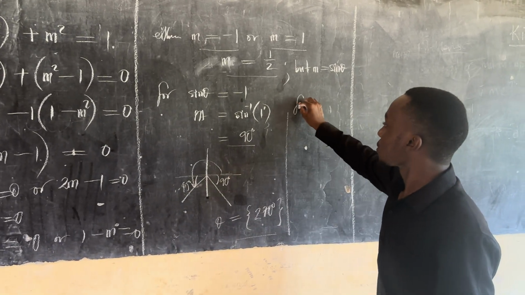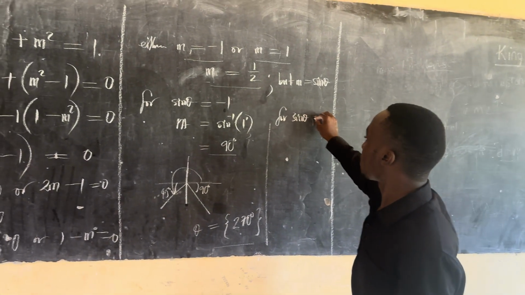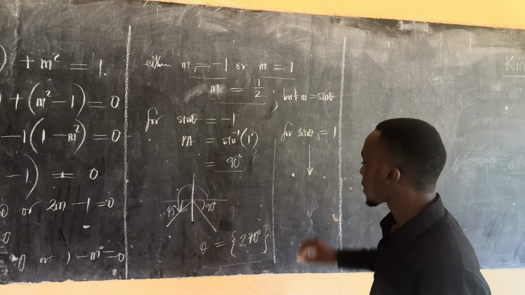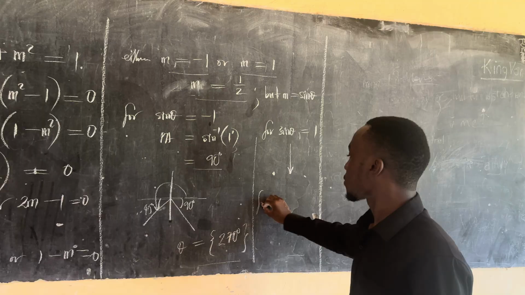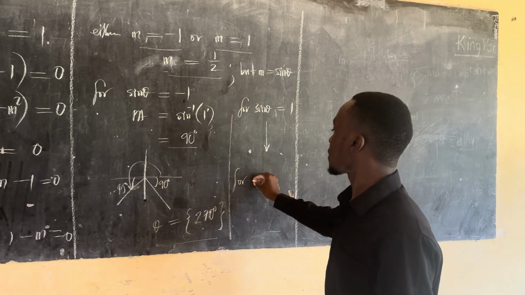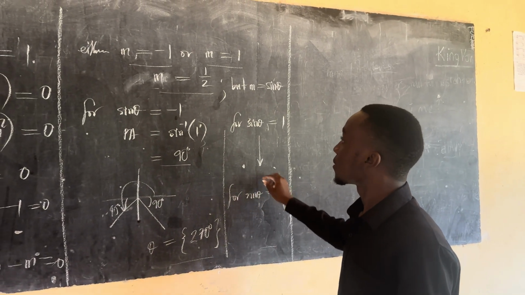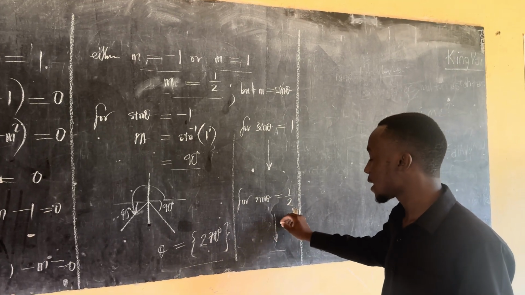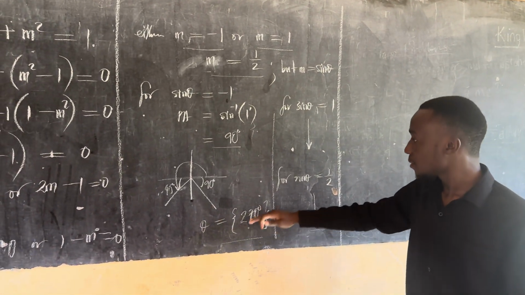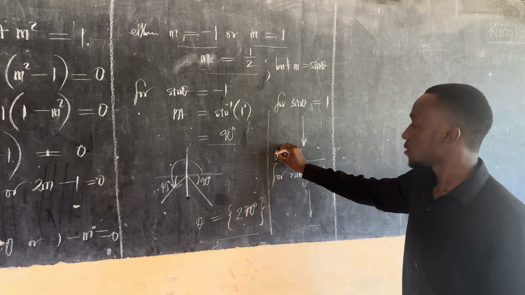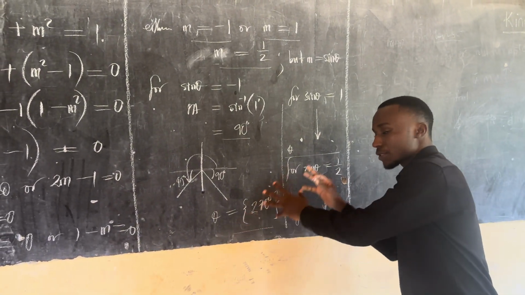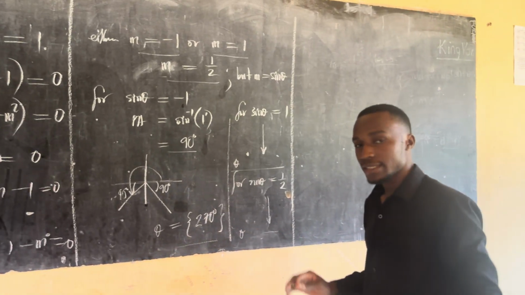Now you also continue for sine of an angle being equal to 1. You get values of theta. You also do for sine of an angle being equal to a half. You also get values in here. And finally conclude by writing the 3 groups of solutions you're having in ascending order.